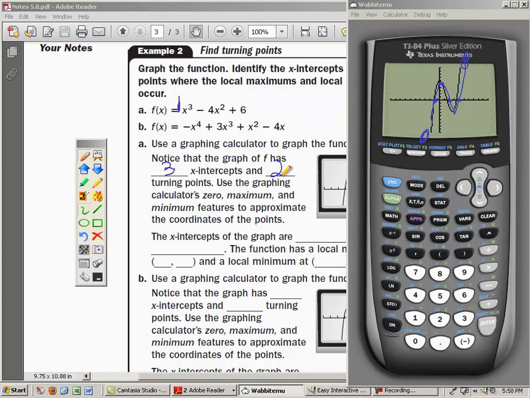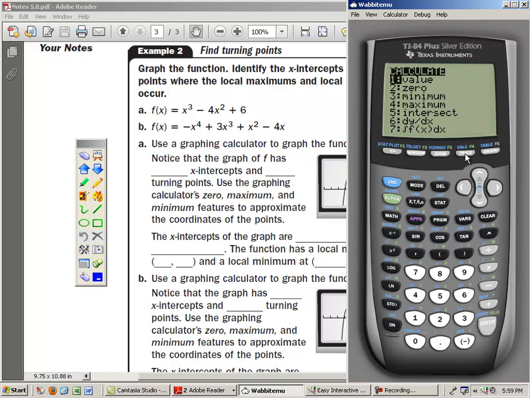So we're going to use the calculator's zero, maximum and minimum features to approximate the coordinates of some points. First of all, the x-intercepts of the graph, let's see if we can use that feature on the calculator to come up with those. So under the calculate menu, again, the calculate menu is here. We're going to go second, calculate, and again, you're pressing your trace button, but it's to use the calculate features. We want to calculate some things. We've calculated values in the past.